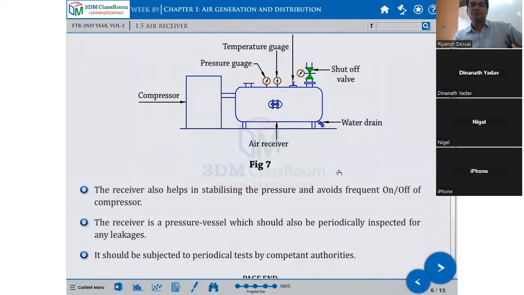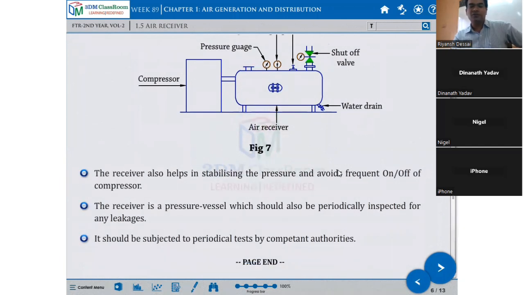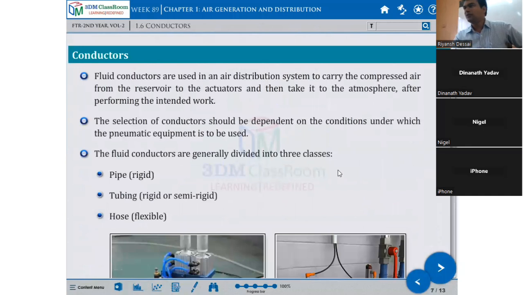The receiver also helps to stabilize the pressure and avoid the frequent on-off of the compressor. The receiver is a pressure vessel which should be periodically inspected for any leakage. We should always inspect it for leakage. It should be subjected to periodical test by a competent authority. And I think it's very easy to understand what the receiver is.